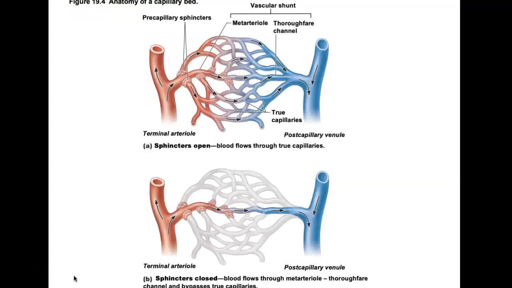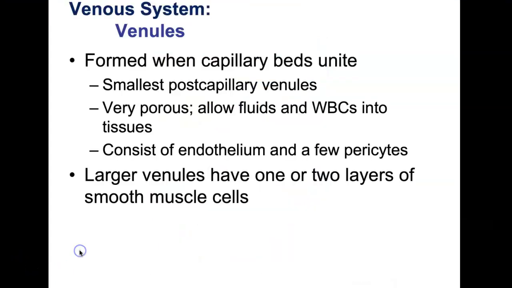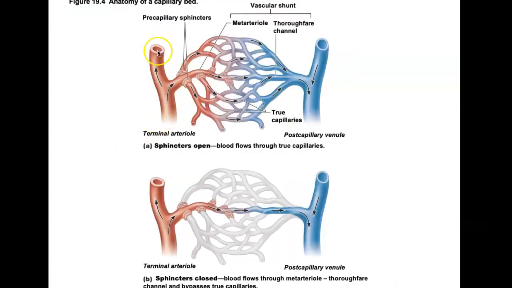You also have the second type, which are true capillaries, and these are the ones that we know of as the actual exchange vessels. So if we look at this image, we can see the terminal arteriole feeding the bed leads into the metarteriole, which is continuous with the thoroughfare channel. The thoroughfare channel in turn joins the postcapillary venule that drains the bed. And the true capillaries number about 10 to 100 per capillary bed, depending on the organ or tissue served.